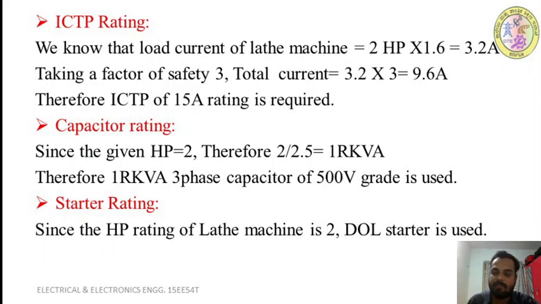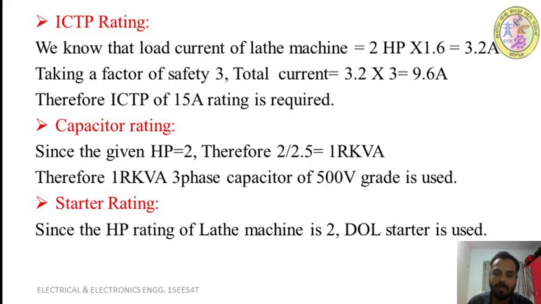TP, so it is placed in the starter board of the lathe. The load current of the lathe machine is equal to 2 HP into 1.6, that is equal to 3.2 ampere. While taking the ICTP rating, we have to multiply by a factor of safety as 3. That is, total current is equal to 3.2 into 3, which becomes 9.6 ampere. Therefore, an ICTP of 15 ampere rating is required, of 500 volt grade.